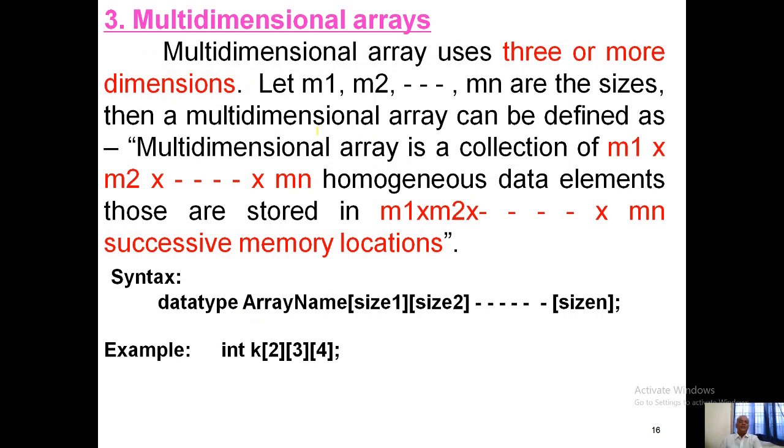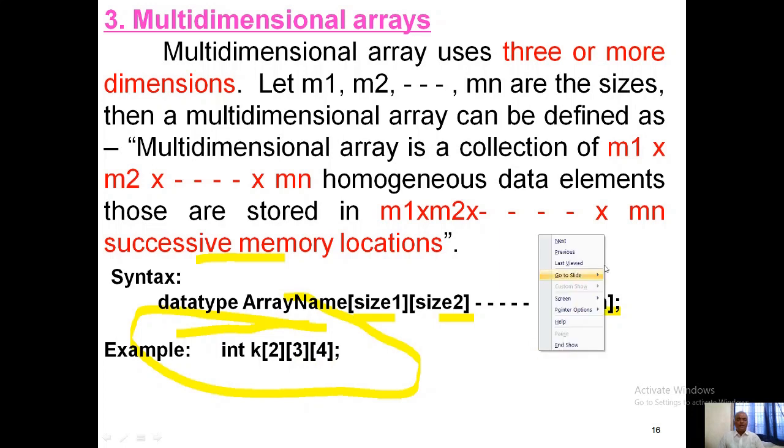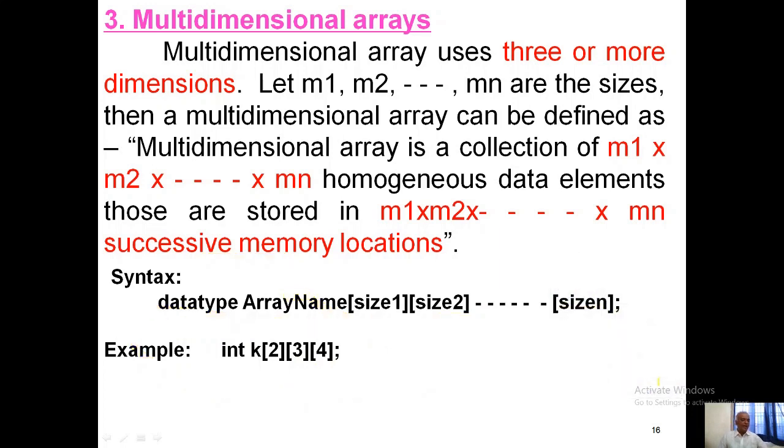Now, multi-dimensional arrays. In multi-dimensional arrays, there are more than 2 dimensions, so the size can be defined with multiple dimensions. Let us look at this: data type, array name, subscript 1, subscript 2 with size, and so on. Here is an example, int k of 2, 3, 4. Whenever you represent an array like this, it represents multiple dimensions, and each subscript represents the corresponding elements. So that is about multi-dimensional arrays.